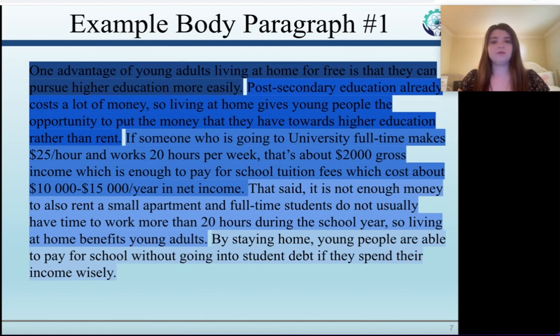It's like, oh, well, what difference does it make? You can pursue higher education whether you live at home or not. And while that's true, there's only so much money that most people make, right? Most people live on a fixed income. So this makes more sense now.